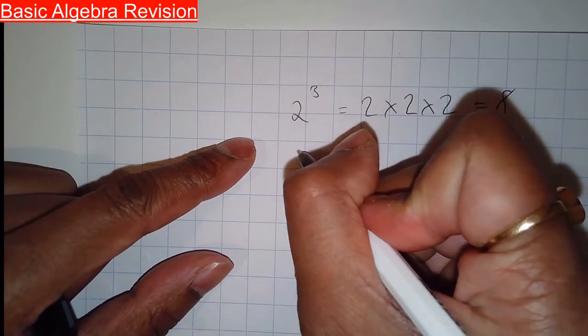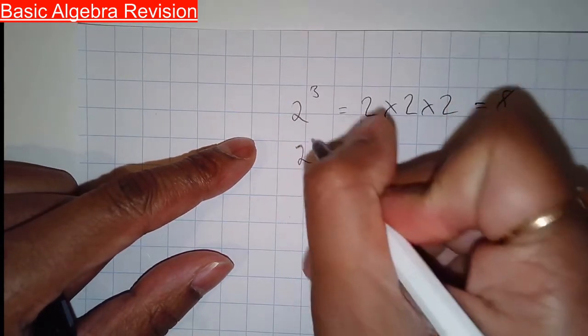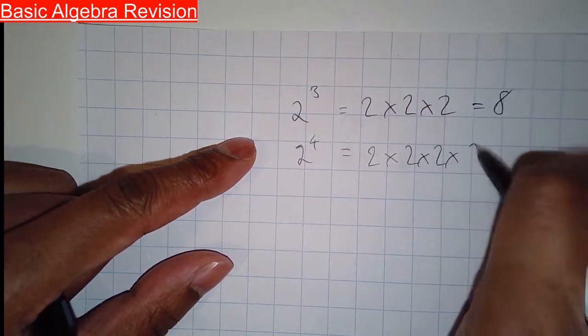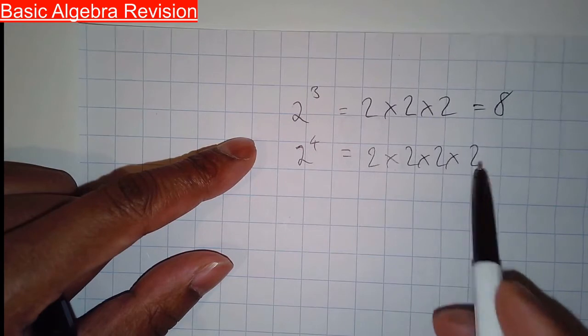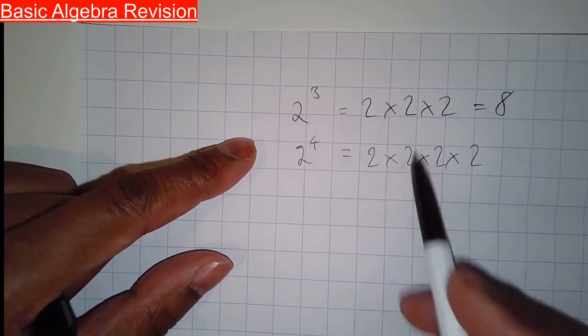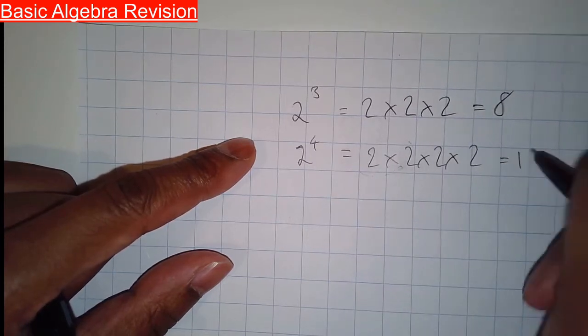Here's another one. Let's try 2 to the power of 4. That means, how many 2's are there going to be? There's going to be 4 of those. 1, 2, 3, 4. Because there's a little 4 there. 2 times 2 is 4. 4 times 2 is 8. 8 times 2 is 16.